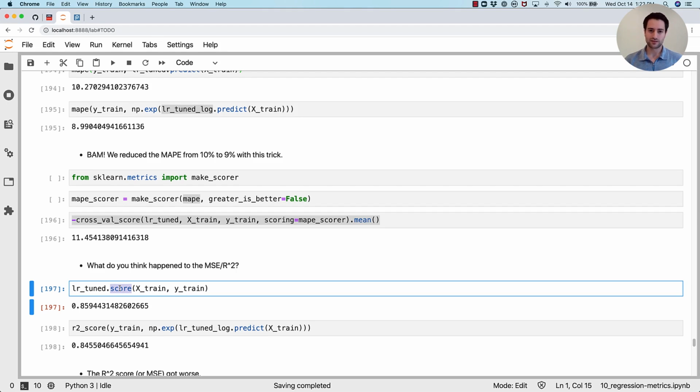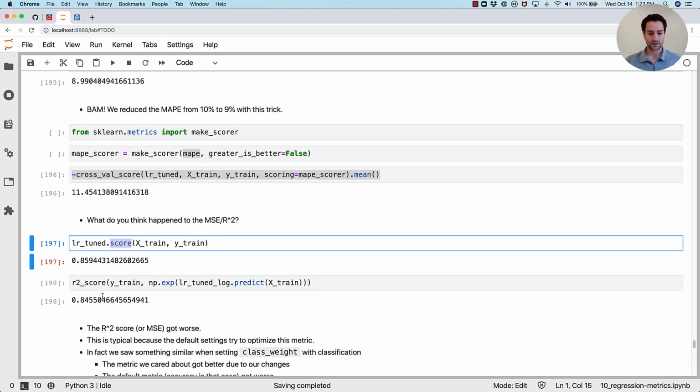And we actually saw that with classification as well. For example, we messed around with it by setting class weight. That gave us maybe a better F1 score, which we're happy about, but it gave us a worse accuracy because accuracy is the default dot score. So it's very analogous in that sense.